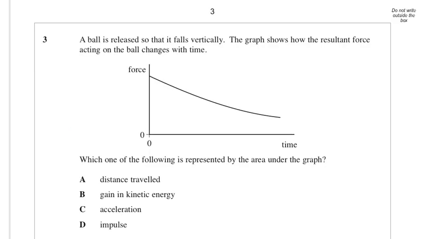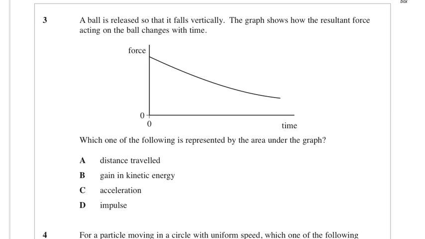Okay, so let's move on. A ball is released so it falls vertically. The graph shows how the resultant force acting on the ball changes with time. Which one of the following is represented by the area under the graph? So the area under a force time graph is the impulse, or the change in momentum. So that's going to be option D.